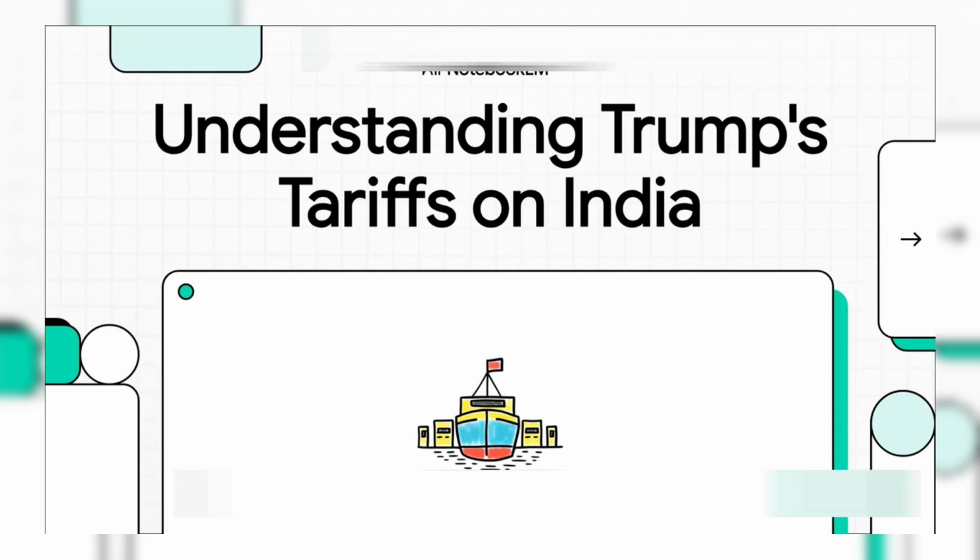International trade, it can feel super complicated, right? But it affects pretty much everything we buy and do. So today, we're going to tackle a big one, a real flashpoint that a lot of people have been asking about, the trade dispute between the US and India under the Trump administration. We're going to break down exactly what went down and why it's so important.